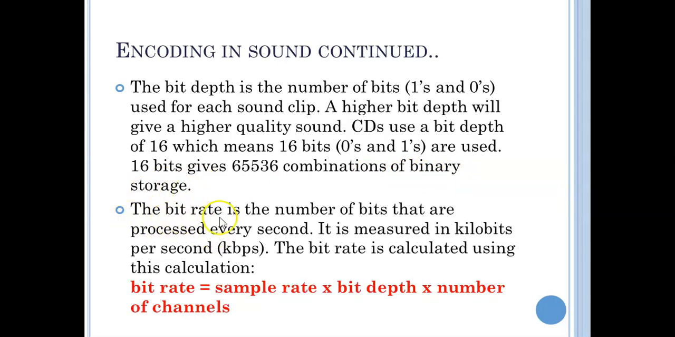And lastly, the bit rate is the number of bits that are processed every second. It is measured in kilobits per second, or kbps. The bit rate is calculated using this calculation. So you can calculate the bit rate if you have the sample rate, the bit depth, and the number of channels. So just maybe know this formula just in case. The bit rate is equal to the sample rate times the bit depth times the number of channels.